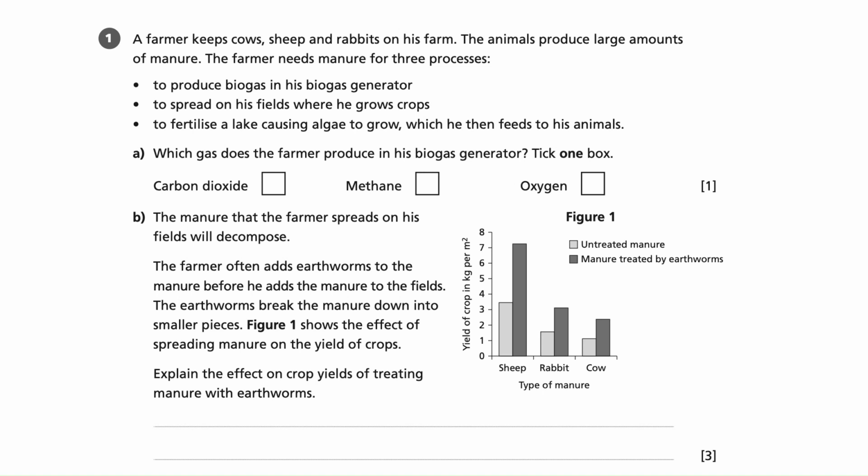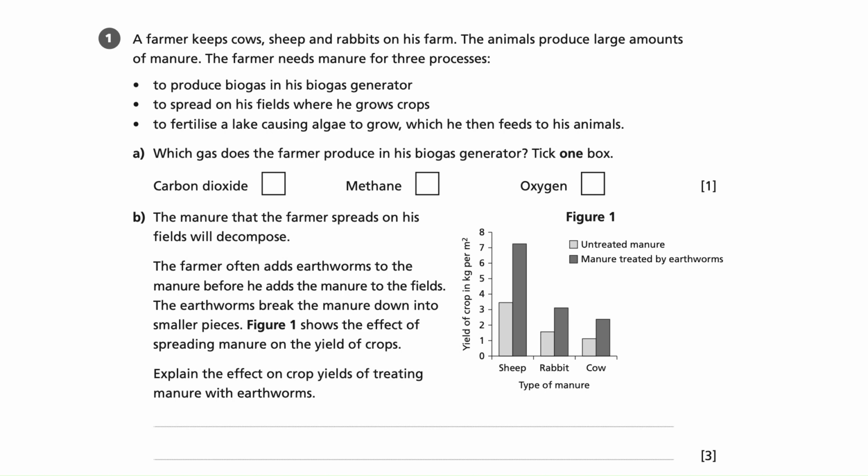Question 1. A farmer keeps cows, sheep and rabbits on his farm. The animals produce large amounts of manure. The farmer needs manure for 3 processes: to produce biogas in his biogas generator, to spread on his fields where he grows crops, to fertilize a lake causing algae to grow, which he then feeds to his animals.